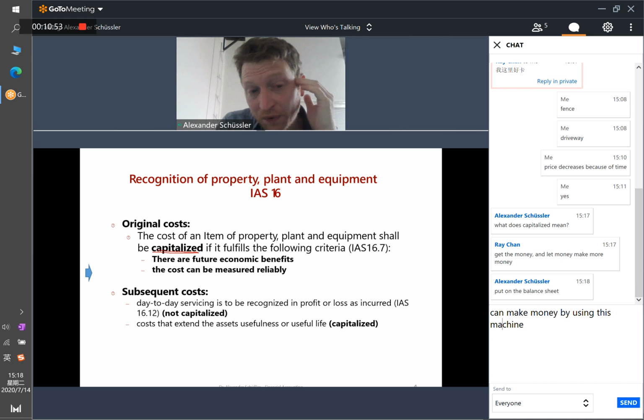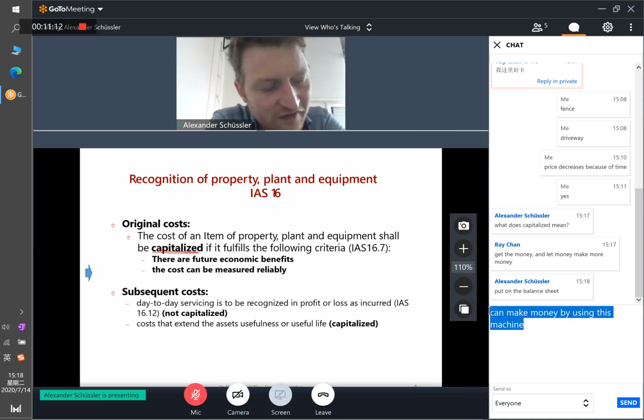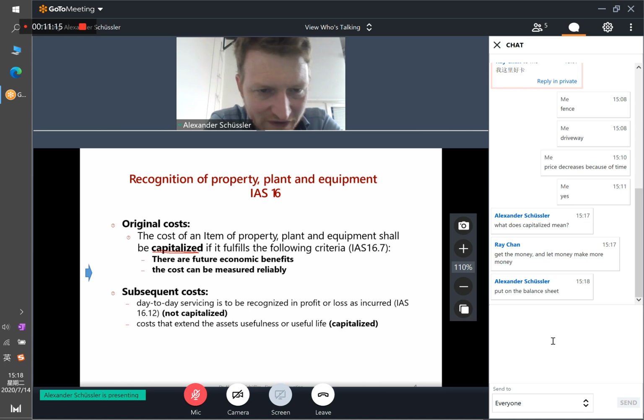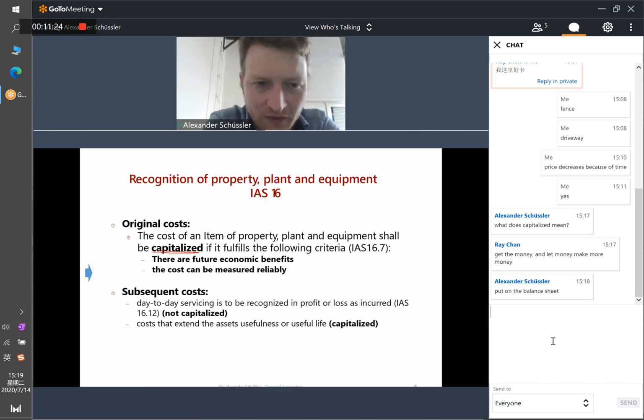The opposite is you expense something. If you expense something, then it goes right into the income statement. If you capitalize something, you put it on the balance sheet, and it is not expensed right away. Rather, the related expense is the depreciation. And the depreciation resembles the loss in value over time.